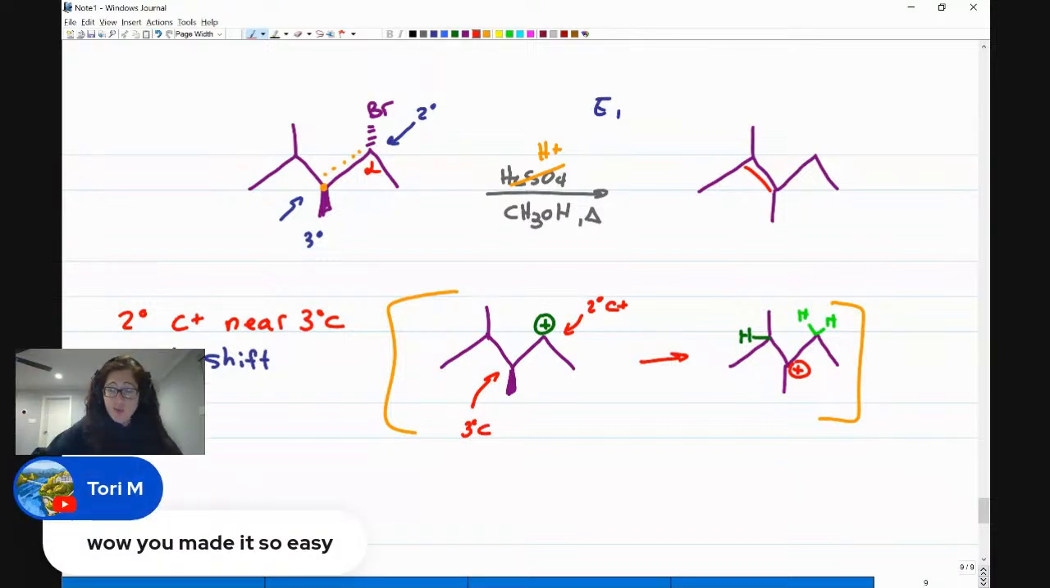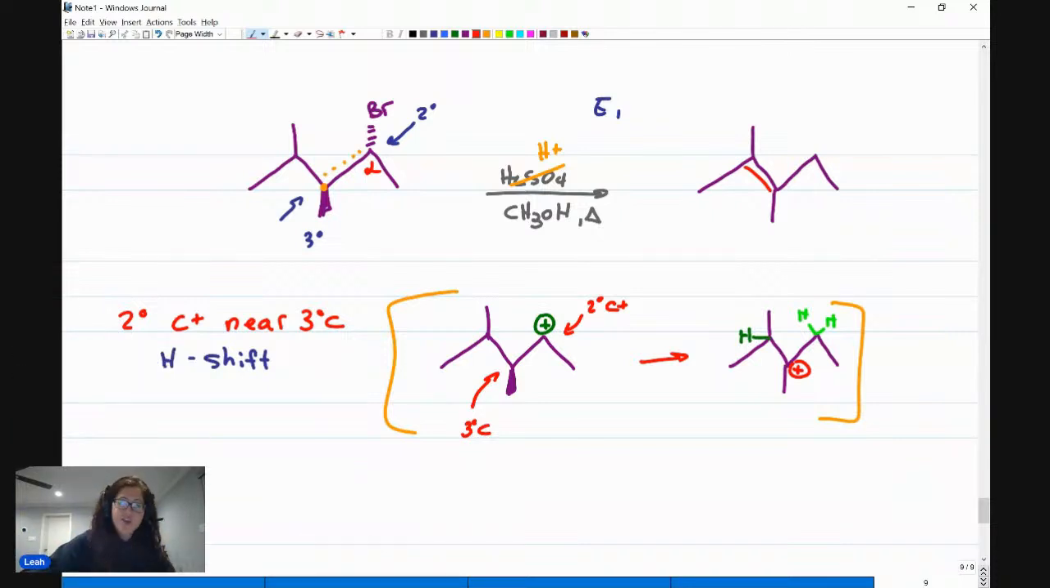Tori says you made it so easy. I love it. The fact that you understand and now you're finding this easy. This is the hardest topic in Organic Chemistry 1. The hardest reaction in organic chemistry, and you're going to have an easy time with it.